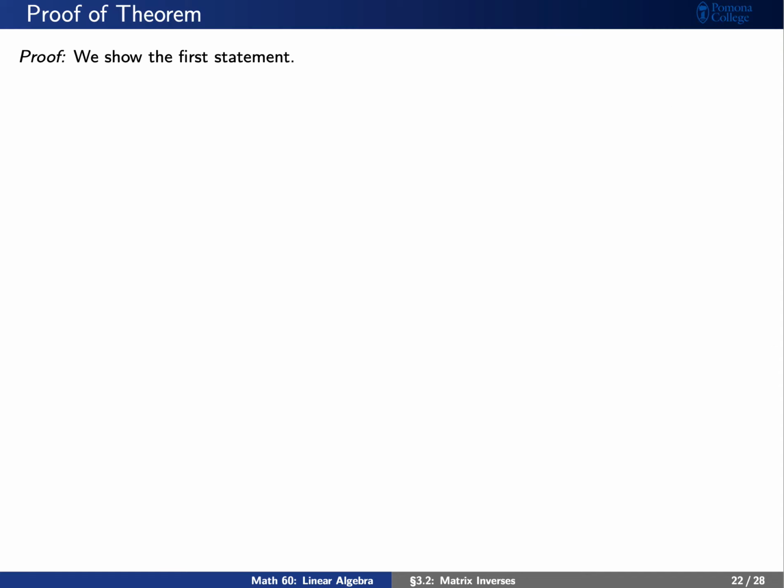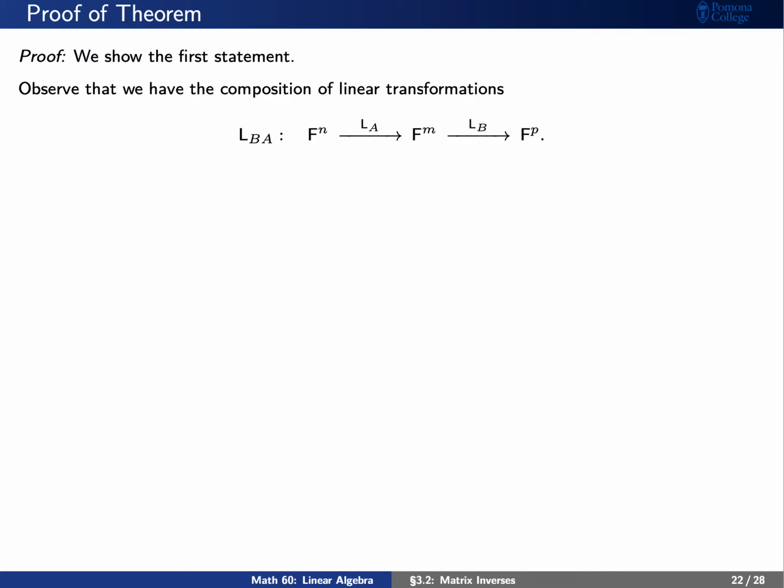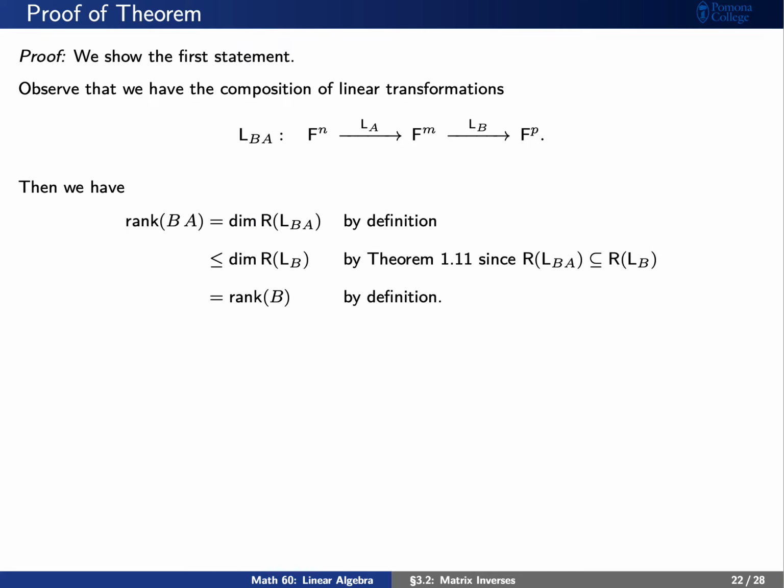Let's show the first statement. The idea will be to look at the following compositions of linear transformations. First, we'll multiply by A, then we'll multiply by B. This, of course, corresponds exactly to multiplying by B times A. We, of course, remember, by definition, that the rank of B times A is the dimension of the range of left multiplication by B times A. However, this diagram here shows that the range of multiplication of B times A must be contained in the range of multiplication by B. Therefore, the rank of B times A must be less than or equal to the rank of B.